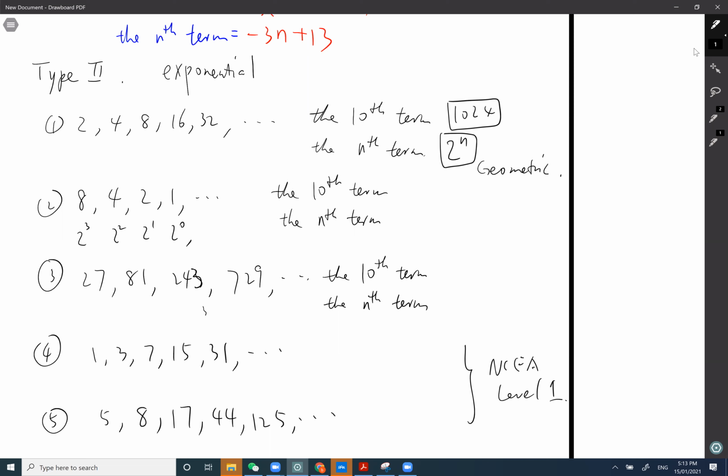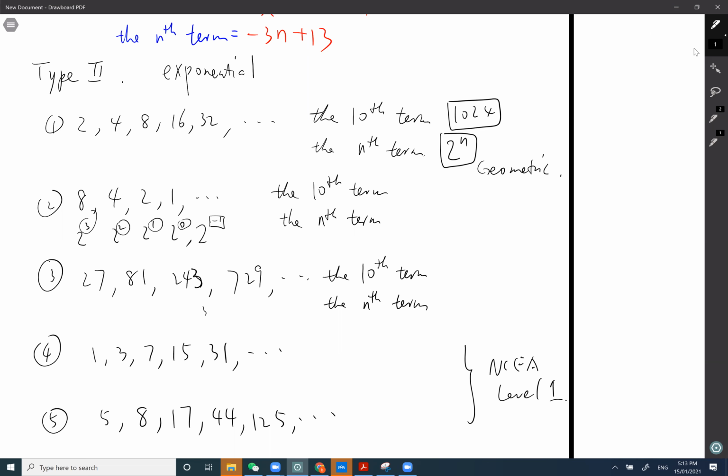Elisa, what's the next one? 2 to the power 3, 2, 1, 0. 1. Thank you, Ashley. Negative 1. Next one will be 2 to the power negative 1.